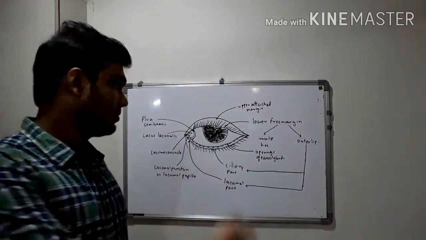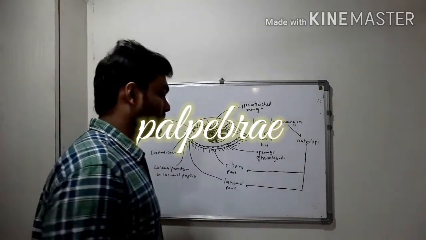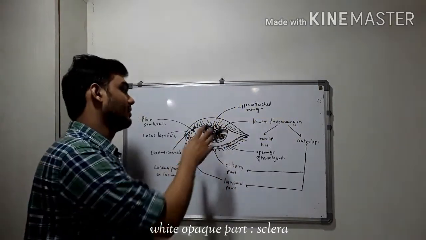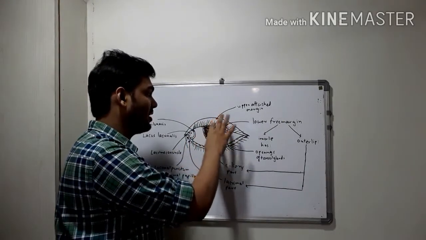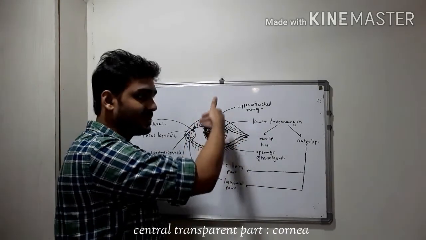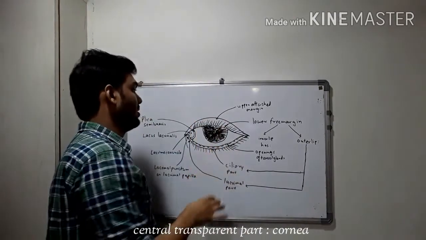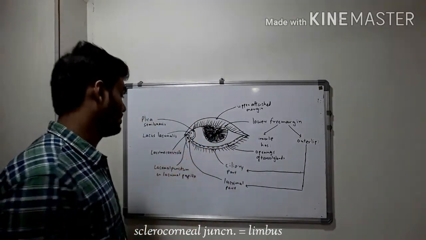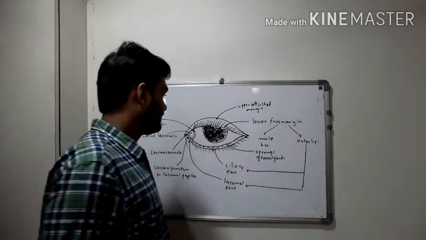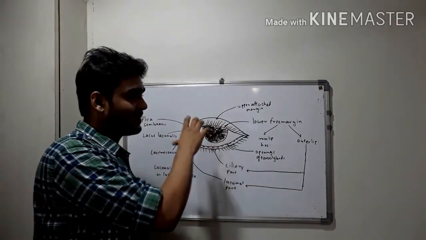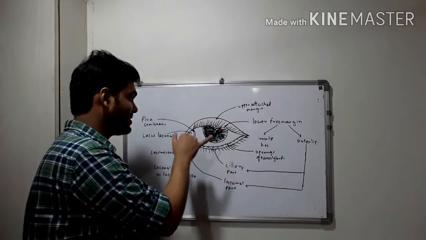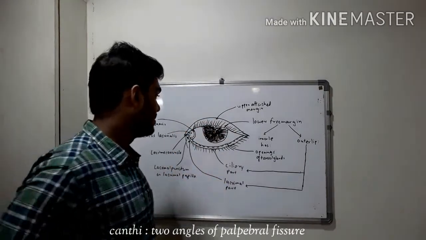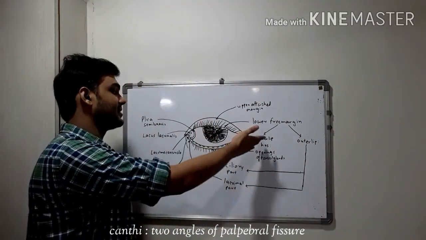So let's begin. Okay, so the apparent part of eye, the white opaque part is known as sclera, and the central part, transparent part of the eye, which is opposite the black part, the iris, is known as cornea, and the junction of these two is known as limbus or the sclerocorneal junction. Now, the fissure of eye is known as palpebral fissure, right? So the palpebral fissure has two angles, and these angles are known as canthi. This is the lateral canthus and this is the medial canthus.